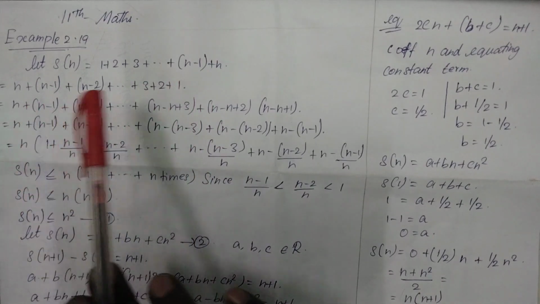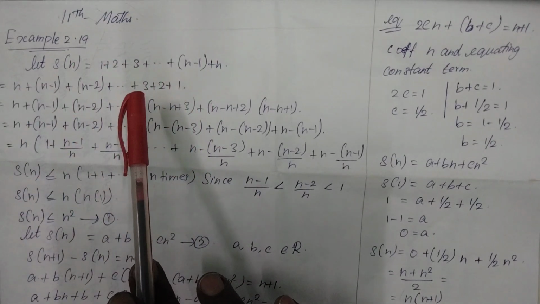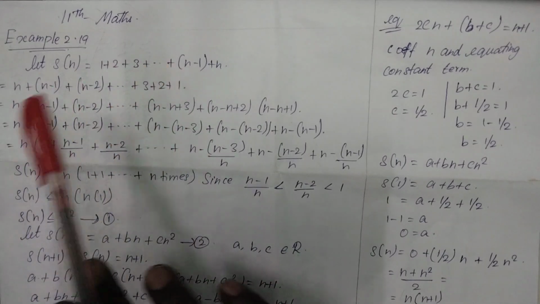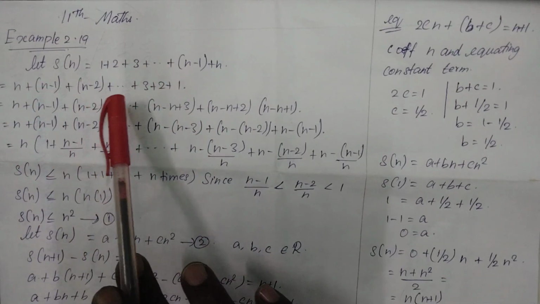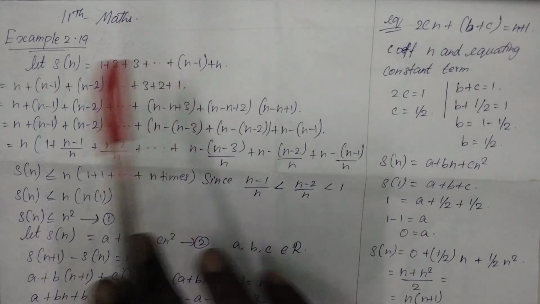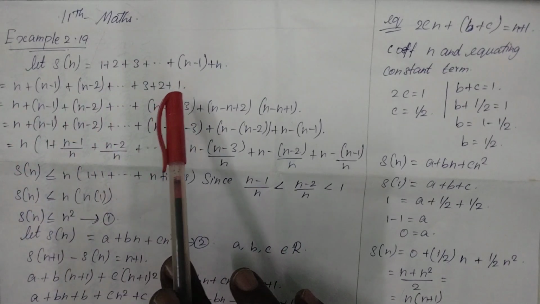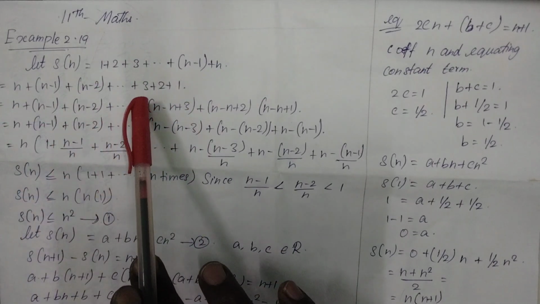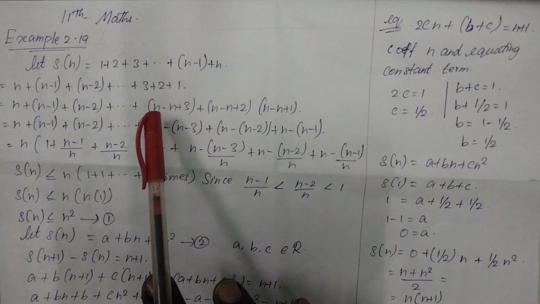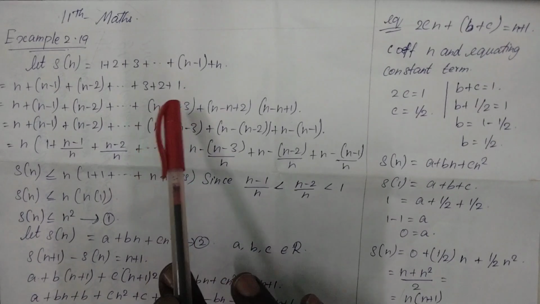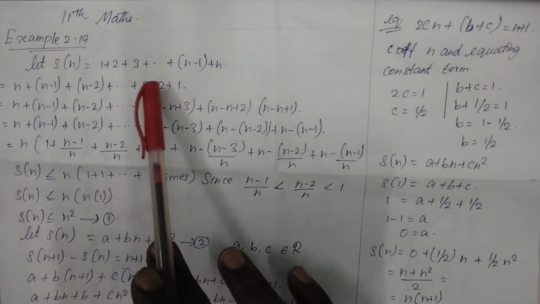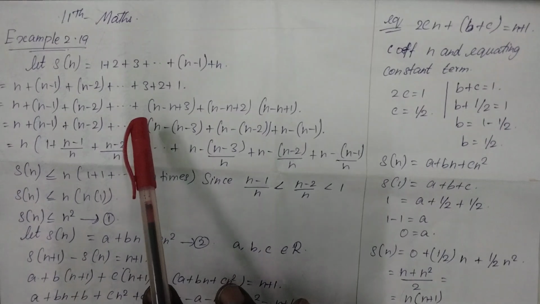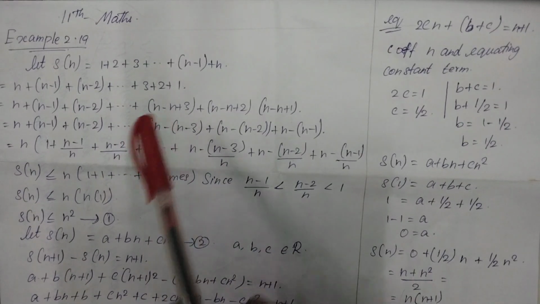Then I write the same sum by exchanging ascending to descending order. So start from n, n minus 1, n minus 2, and so on, 3, 2, 1. So I write the natural numbers in reverse order. Now in the place of 3, just add n minus n plus 3. So n minus n cancels, again 3 will come. So without changing 3, you can add the extra n minus n plus 3.